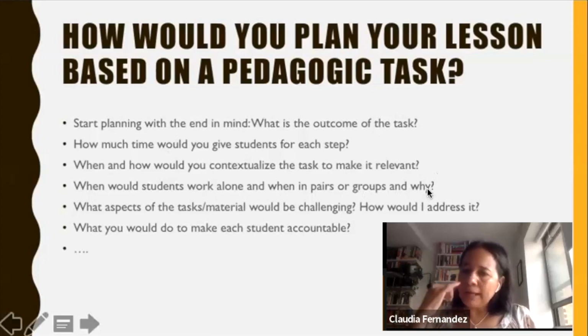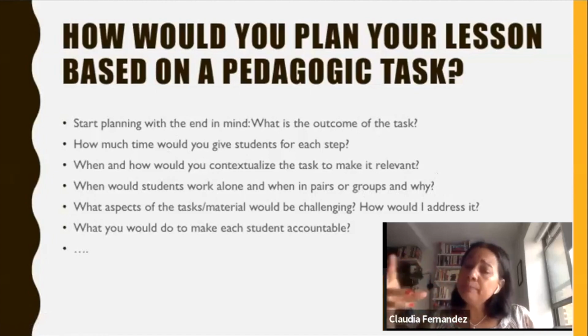I have observed a lot of Spanish language classes with novice teachers, and they put students in pairs for work that could easily be done individually, right? So why in pairs if they have to read? You read usually individually, right? So think, why in pairs? In what ways is the pair work going to help the students accomplish the task?